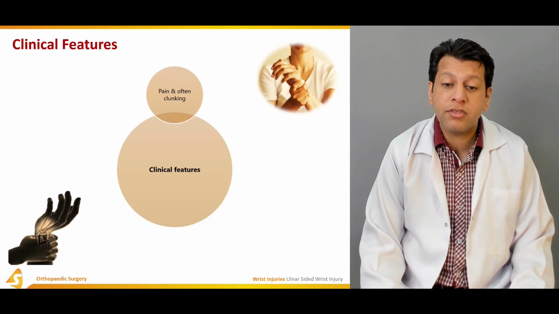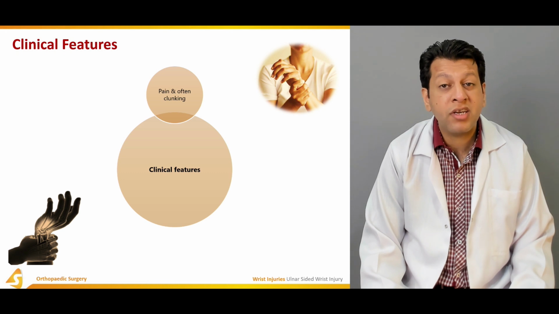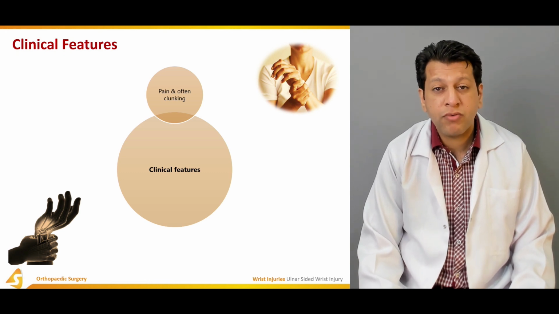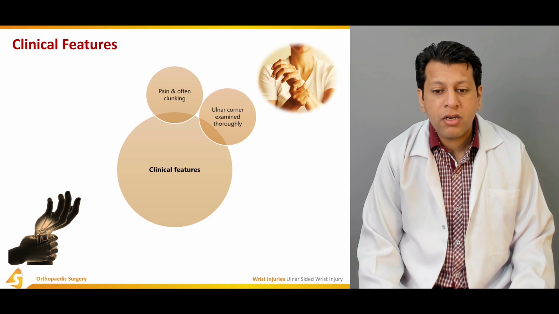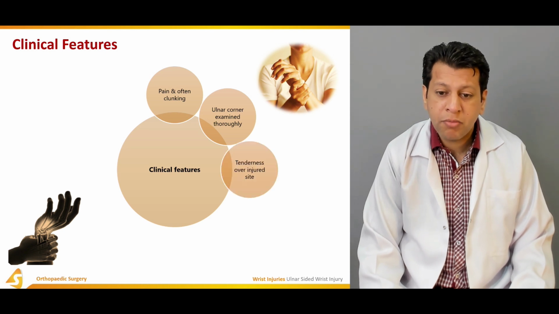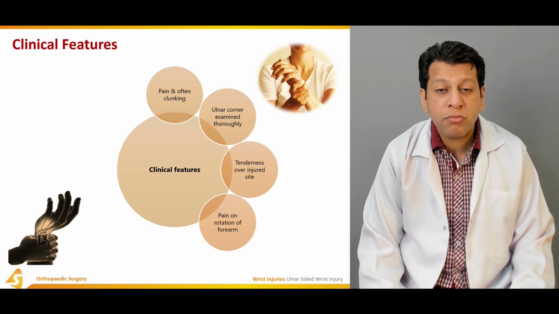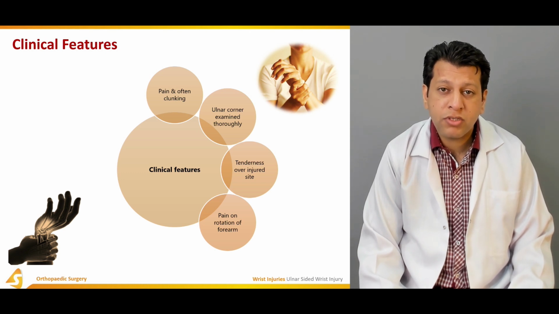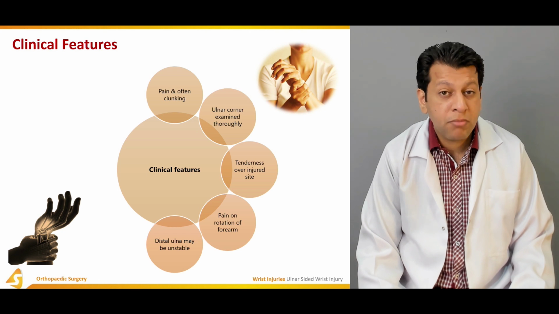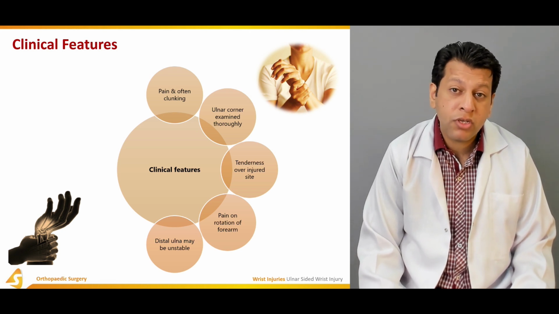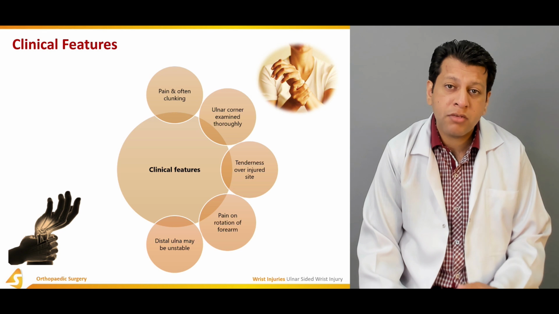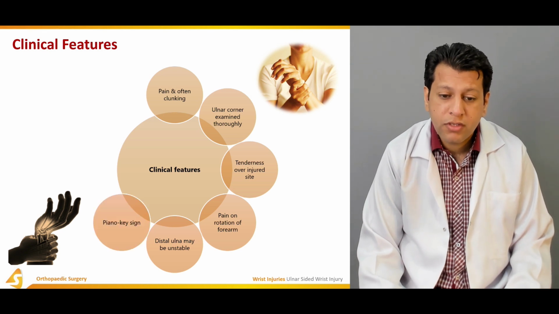What are the clinical features? The clinical features include pain and often a clunk, especially with ulnar deviation. The ulnar corner is examined and there may be tenderness over the injured side. There may be pain on rotation of the forearm as well, along with deviation towards the ulnar side. The distal ulna may be unstable, especially with the piano key sign. If the distal radioulnar joint is unstable, the piano key sign would be positive.